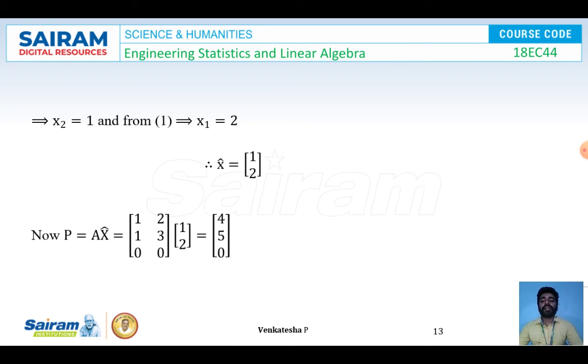Now I am going to replace x1 and x2 in x cap. So I got the value 2 1. Hence p is equal to A x cap, which is 1 2 1 3 0 0 into 2 1. By multiplying both matrices, I got the value of p is equal to 4 5 0.